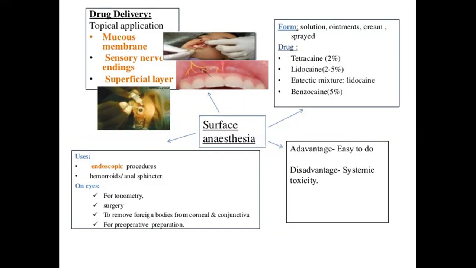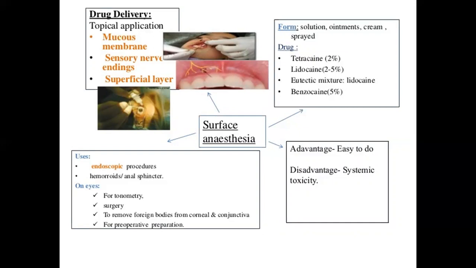The different drugs which belong to surface anesthesia are tetracaine, used only at 2%, lidocaine, which is used at 2 to 5% in dose, and a mixture of lidocaine and benzocaine. Now, what are the advantage and disadvantage of using surface anesthesia? It is easy to apply or use, and the disadvantage is it shows systemic toxicity of the drug.